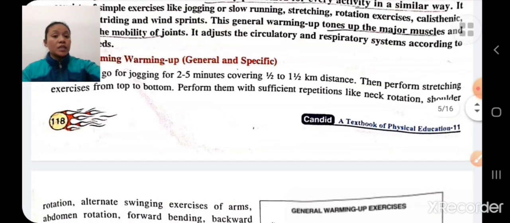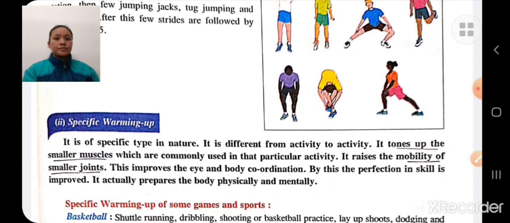General warming up tones up the big muscles. It makes the big muscles ready for the competition. Specific warming up means warming up which is specific in nature and different from activity to activity. Specific warming up tones up the small muscles which are commonly used in that particular activity. For example, in basketball, we will warm up the muscles of our fingers.